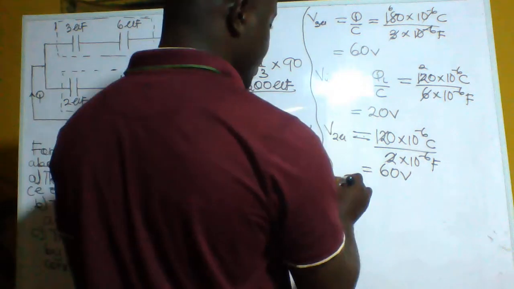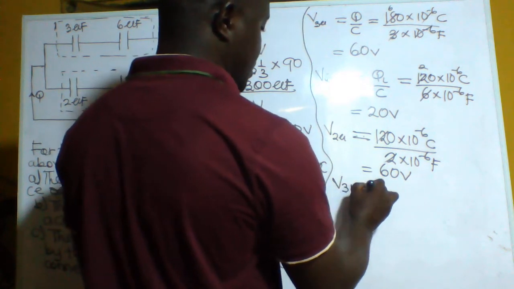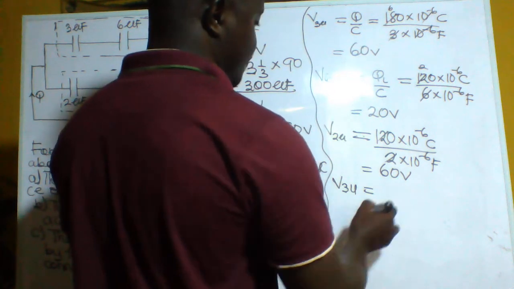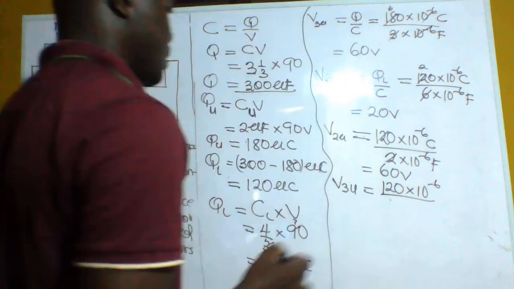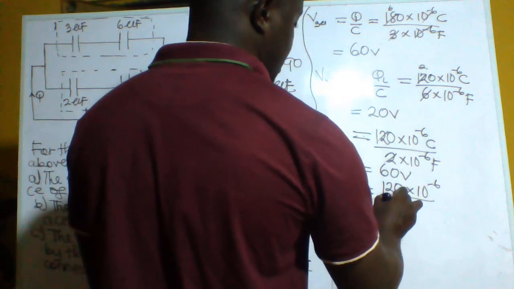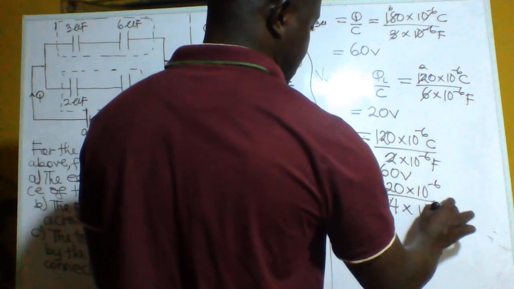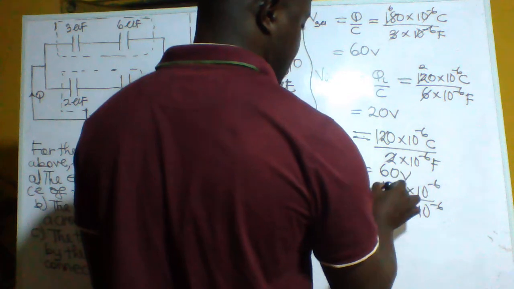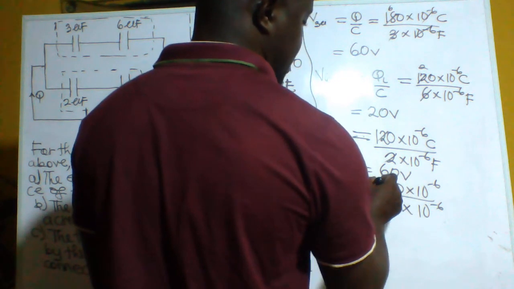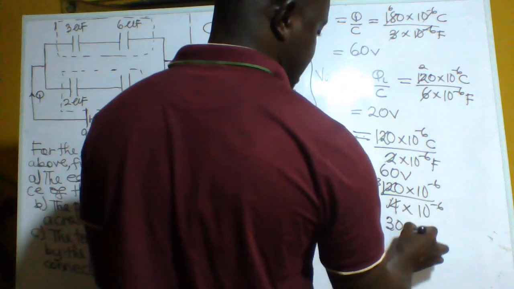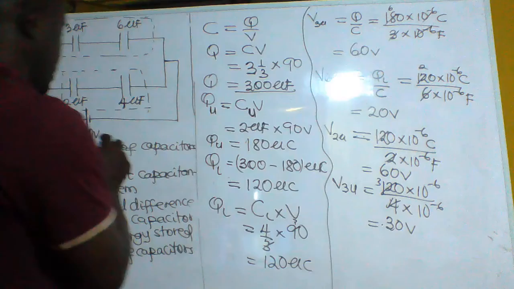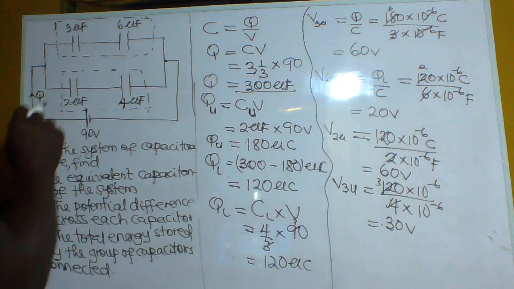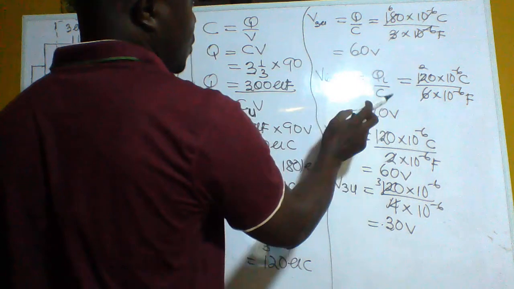Then V3, 120 microcoulomb on 4. This is 3, so 30 volts. So that's it. But you see, these two combine to give you the voltage of the source, 90. Equally, these two must also combine to give you 90.